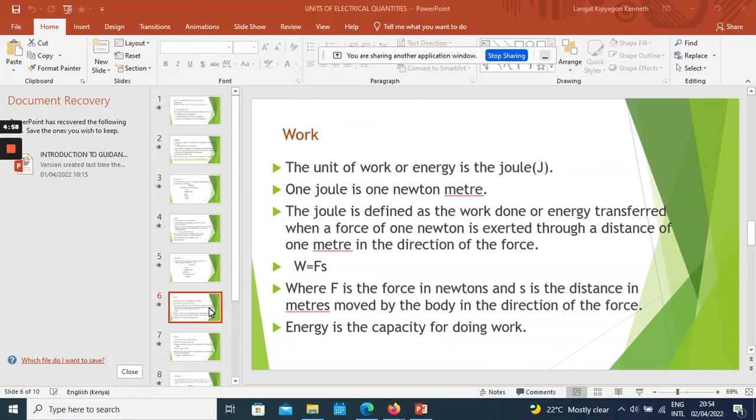Okay, let's look at another quantity, which is work. The unit of work or energy is the joule. 1 joule is 1 newton meter. The joule is defined as the work done or energy transferred when a force of 1 newton is exerted through a distance of 1 meter in the direction of force. We know the formula of work is given by the product of force in newtons and S, which is distance in meters. So energy is the capacity of doing work.